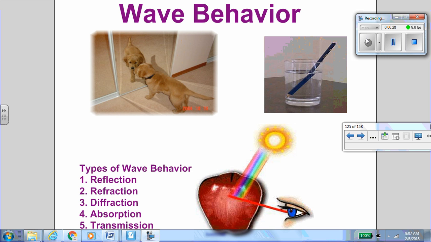There are 5 specific types of wave behaviors that we will discuss in this video lesson, and they're all listed here on our slide. We're going to be looking at reflection, refraction, diffraction, absorption, and transmission.